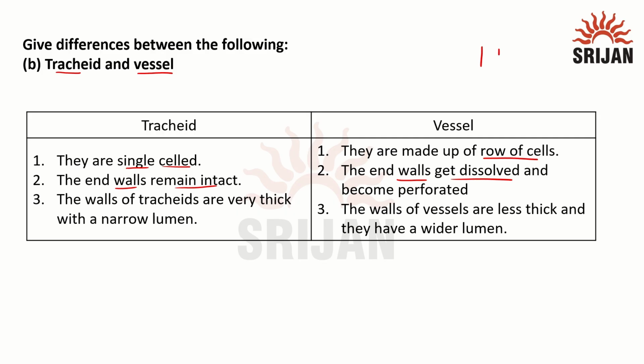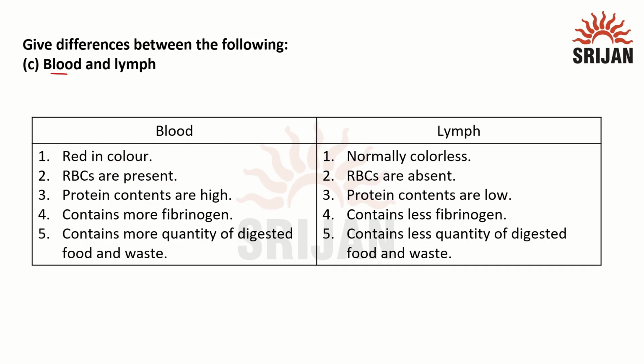vessels get connected. So if I take this as a vessel element and that is another vessel element, the cell wall that is present in between two vessel elements will get dissolved and become perforated, so water can easily move through these holes. Then we have tracheids. The walls of tracheids are very thick with a narrow lumen, whereas in vessels they are less thick and the lumen is wider.